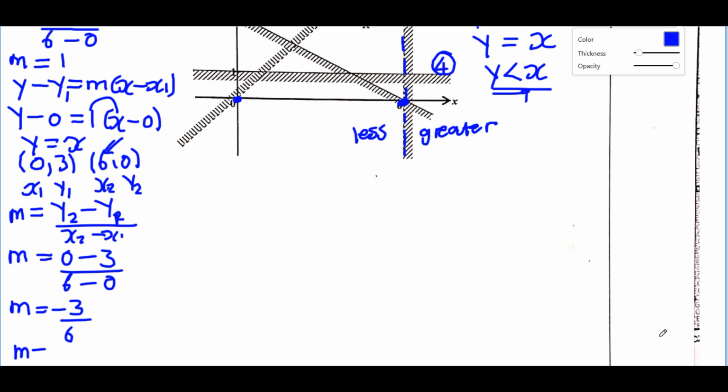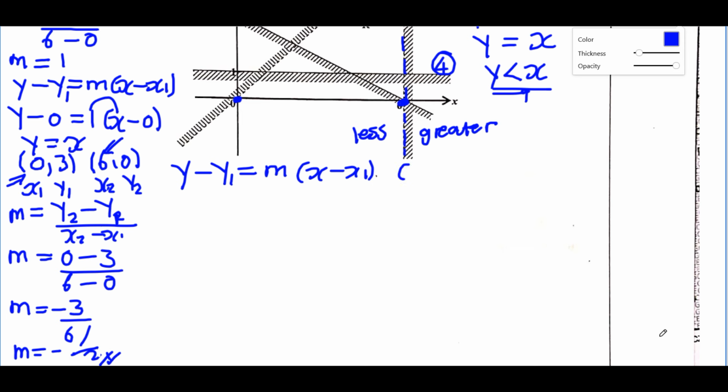So to simplify this, 3 into 3 is 1. 3 into 6 is just 2. So the gradient is negative half. So the equation of the straight line will be y minus y1 is equal to gradient, open brackets, x minus x1. Now for this one, I would advise you use the first pair, 0, 3.